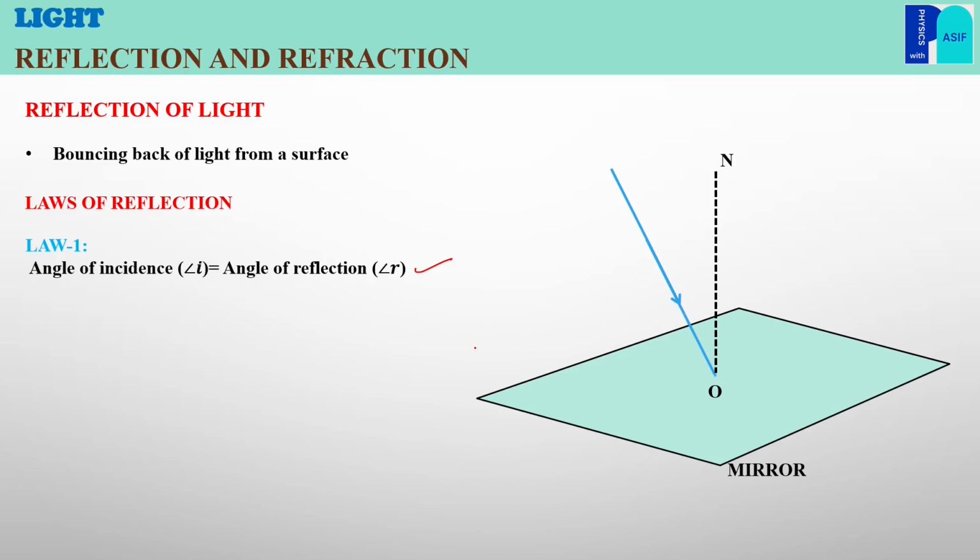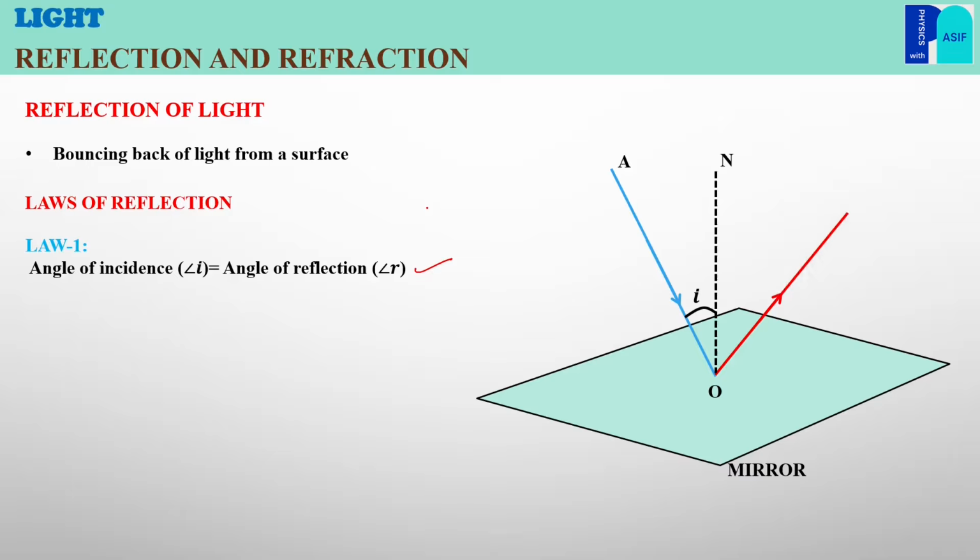Now consider a ray which is moving toward the surface of the mirror and strikes the surface at the same point, that is O. And this ray is starting from the point, say it is A. Therefore, AO is the incident ray. And this incident ray is making an angle, say I, with the normal. Therefore, I is the angle of incidence. Since the mirror surface is a reflecting surface, the incident ray will be reflected back into the same medium.